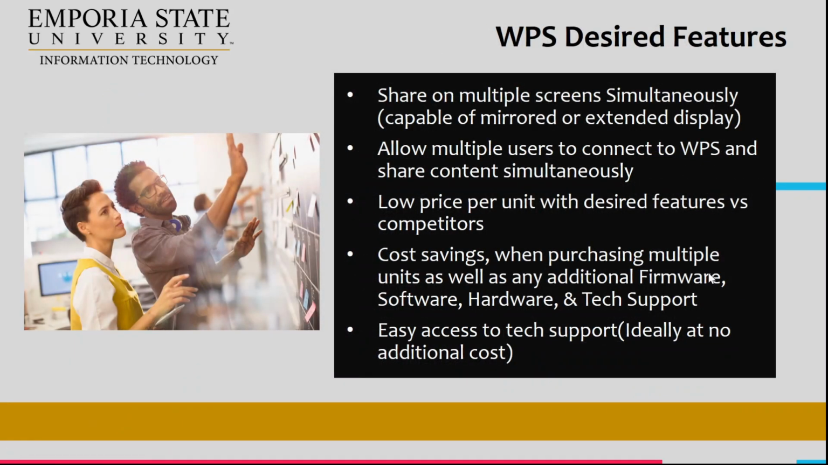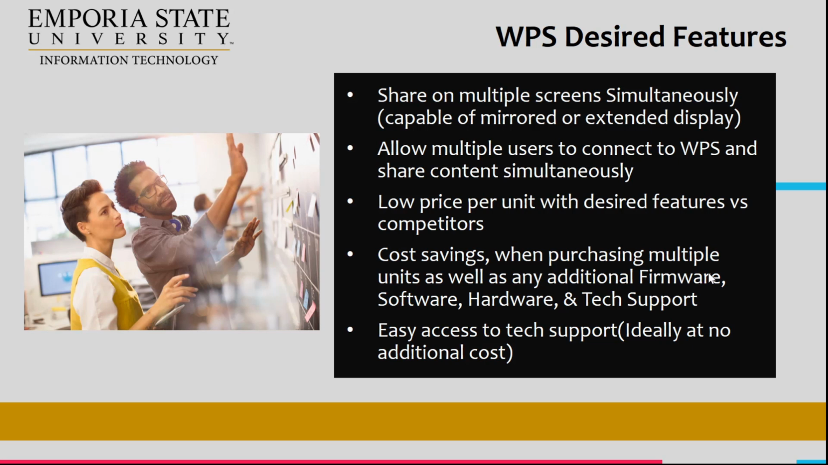Continuing on with some more desired feature sets, the capability to share on multiple screens simultaneously. When you have a medium size or larger event space, you'll usually have more than one screen in that space to help people have different viewing angles of what's going on in the space. Not all wireless presentation systems can share across multiple screens at the same time. So it's something to consider when you're designing your wireless presentation system on whether or not it has the capability to connect and show what's on your personal device on multiple screens at the same time.